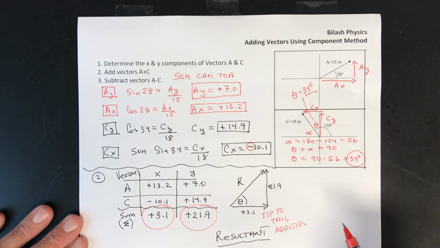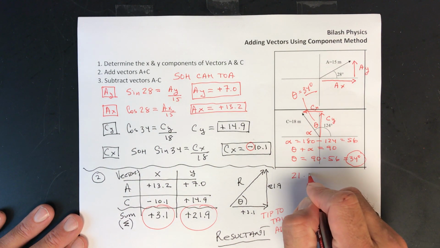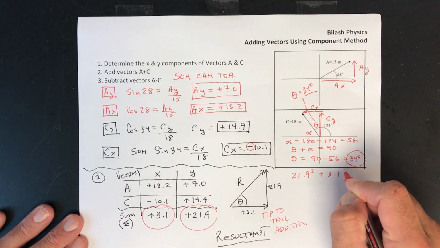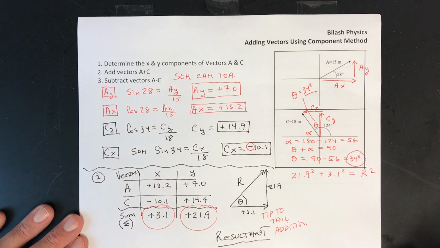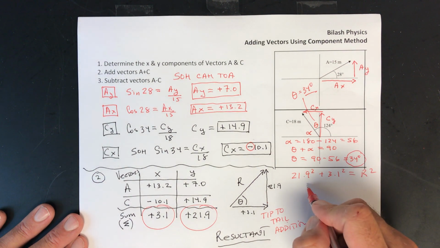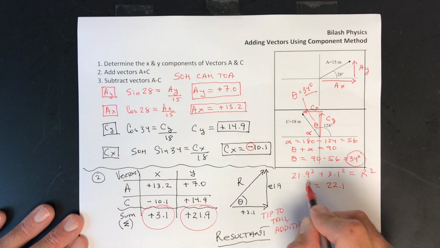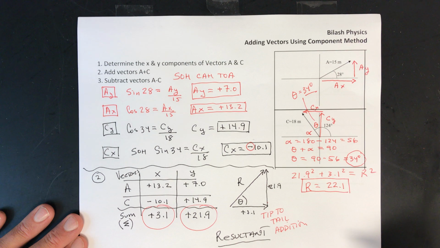So how do I figure out r? Well, I can use 21.9 squared plus 3.1 squared is equal to r squared. And that works out to r is equal to 22.1. I don't have any units here. Normally you would have units.